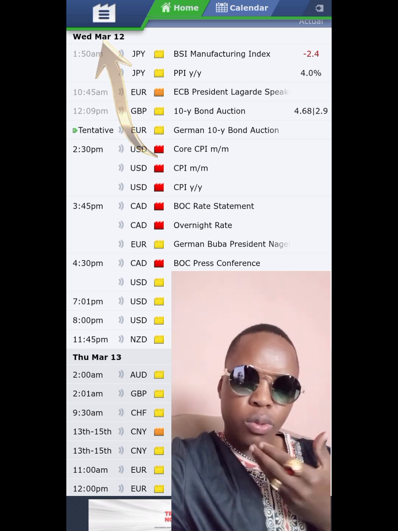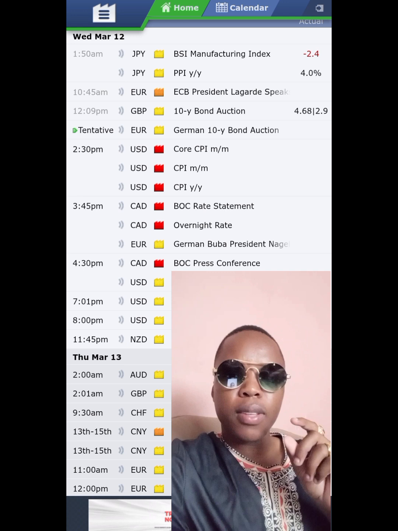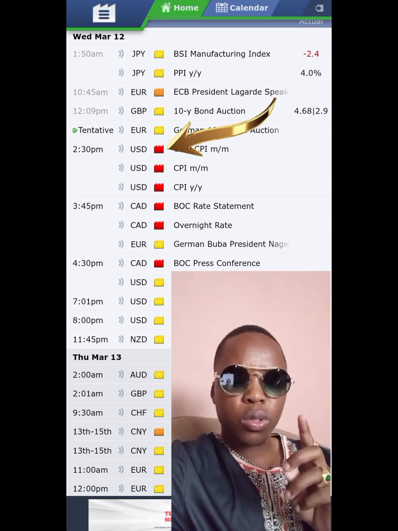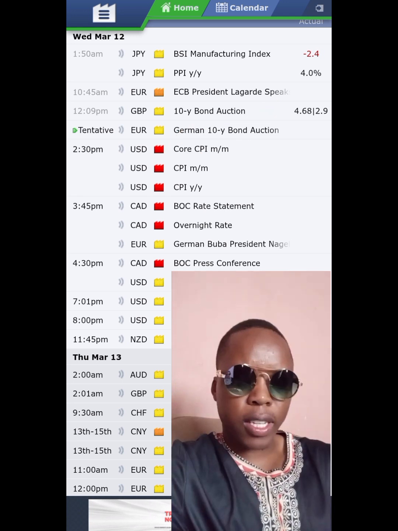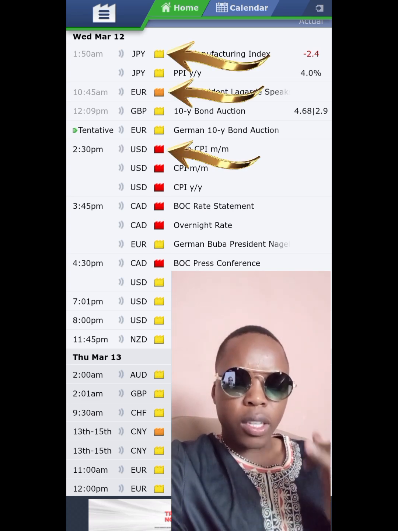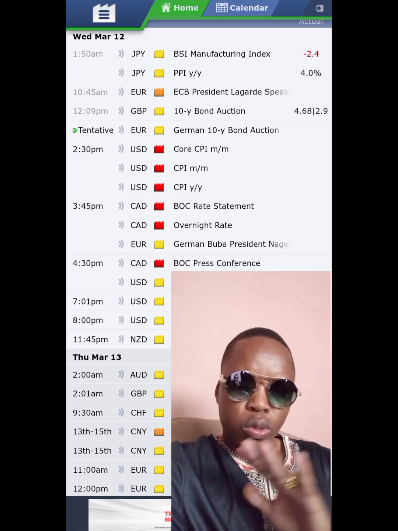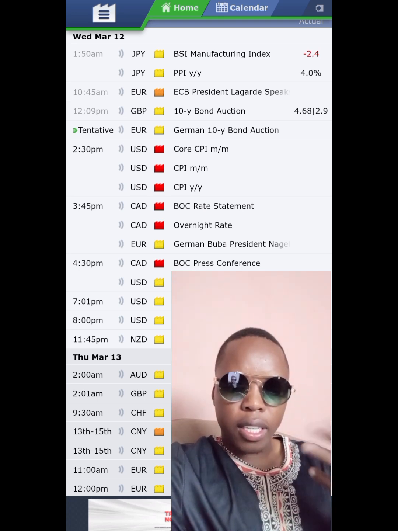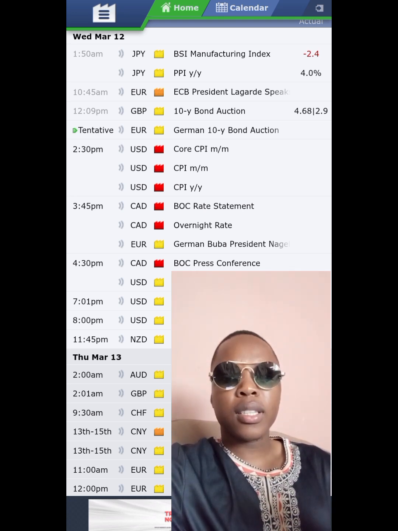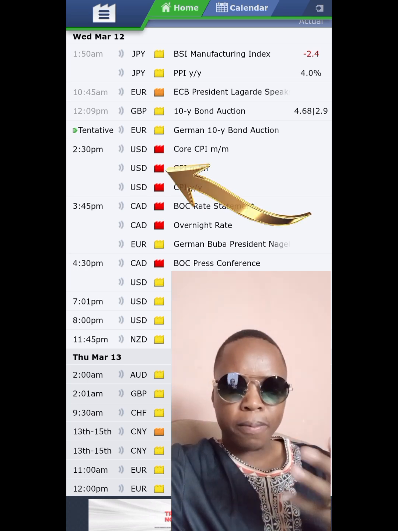Basically, what you want to look out for here is the flags, and actually the red flags, because those are the ones that we're trading most of the time. We've got three types of flags here: the yellow flag, the orange flag, and the red flags. You just have to ignore the orange and the yellow flag because they are not important. They are not going to generate much profit, and you focus on the red ones.